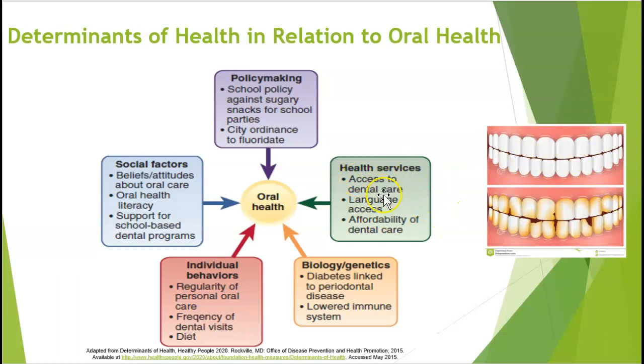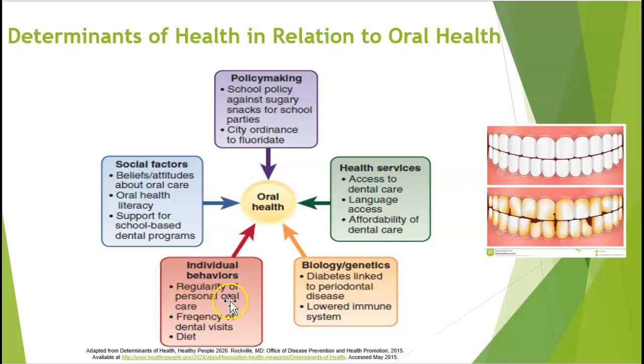But if I cannot access dental care, and if I cannot afford it, then my mouth will probably look something like this. Genetics play a role. If my parents have diabetes, if my parents have a high risk of cavities, I'll probably have that too. If my parents have a low immune system and get sick often, that can affect your oral health as well. But if my parents have great genetics, then I might be lucky and have great genetics and end up with teeth like this.